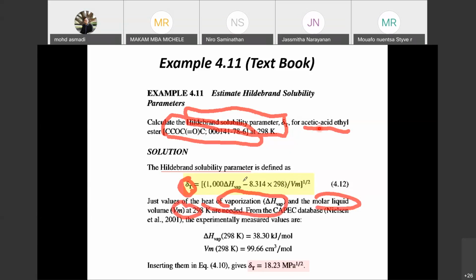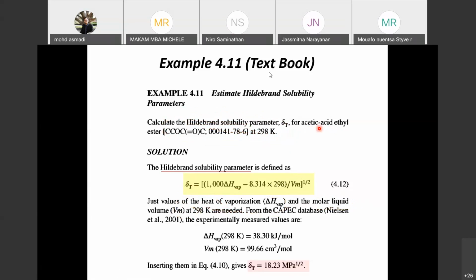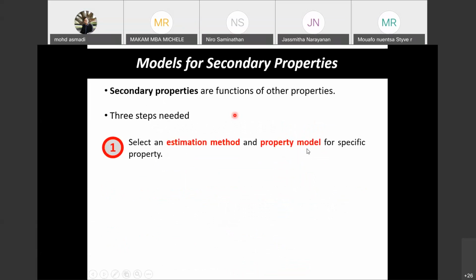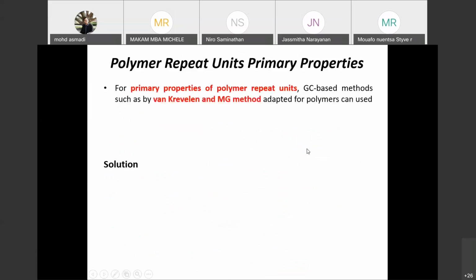at 298 Kelvin. So how do you determine these secondary properties? You need the delta H vapor. How can we get this one? We have to get it from the primary properties, which you calculated in the previous example, or as shown in the previous example. This one, for example. You can calculate from here.